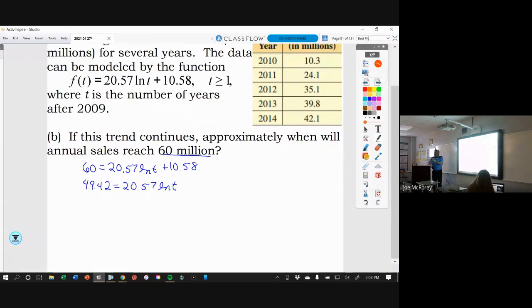Okay, now listen to this. Yes, you are going to divide both sides by 20.57, but don't do it. Do it, but don't do it. Meaning don't do the math, because if you did the math, you'd be rounding. You're just gonna keep that number going forward. So if I divided both sides by 20.57, I would get 49.42 divided by 20.57 equals natural log of T.